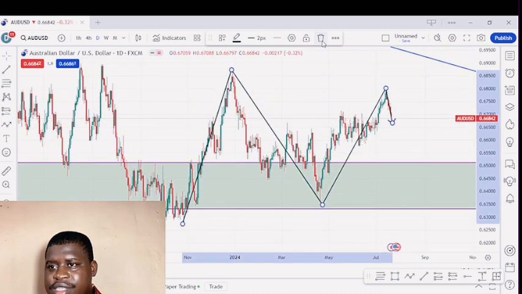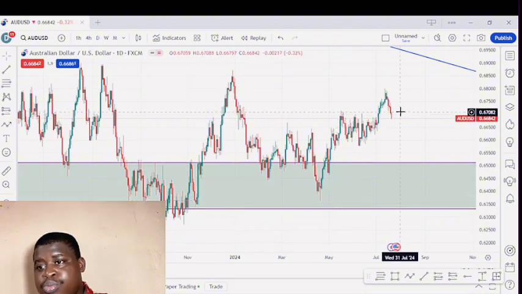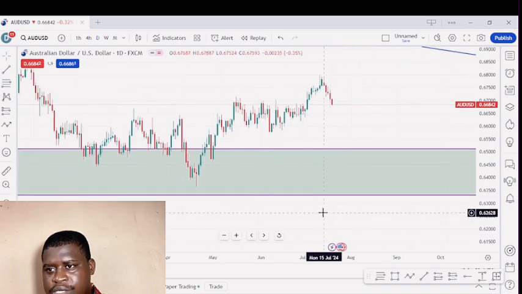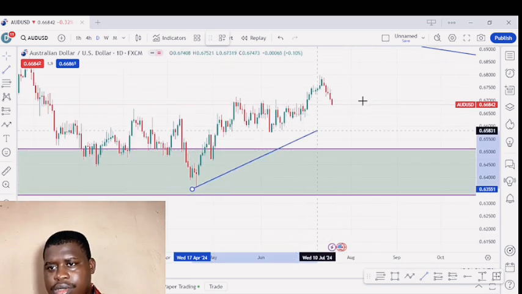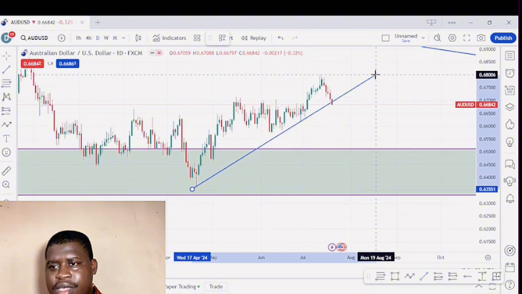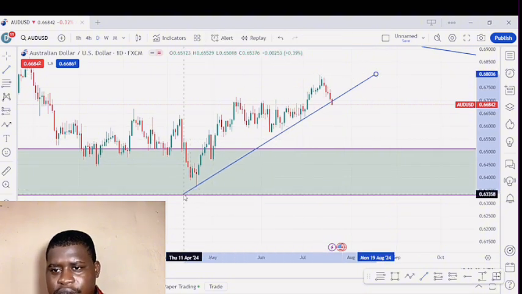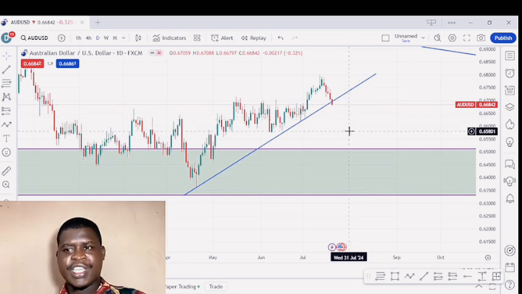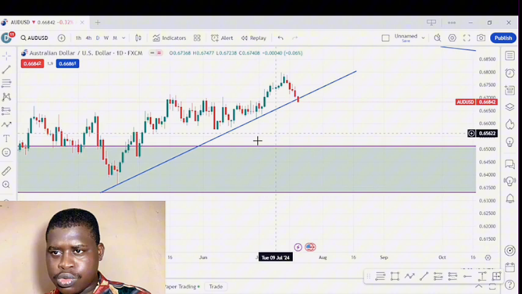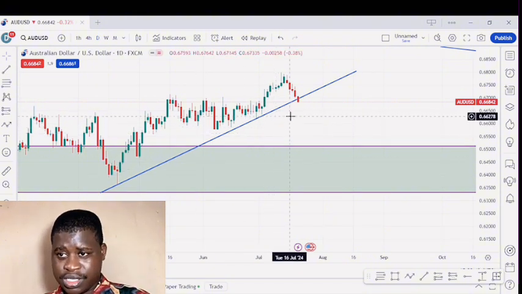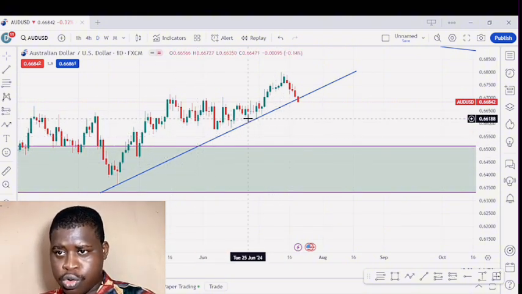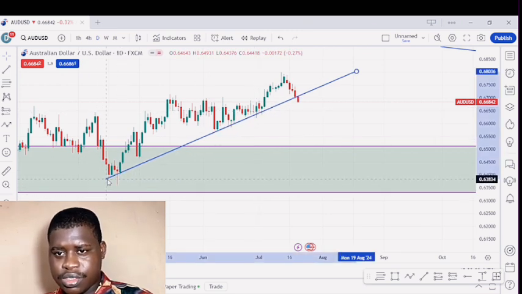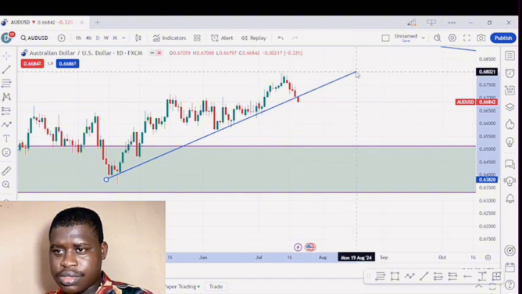So for us to take advantage of this, if this double top which I see on the daily time frame might play out, this is how I think we can go about it. Let me draw a counter trend line right from here using the wick of the candlestick. Please guys, if you want to draw your trend line, make sure you use the wick of the candlestick. It's very important. Don't draw it close to the body of the candlestick like this. This is too close to the body.